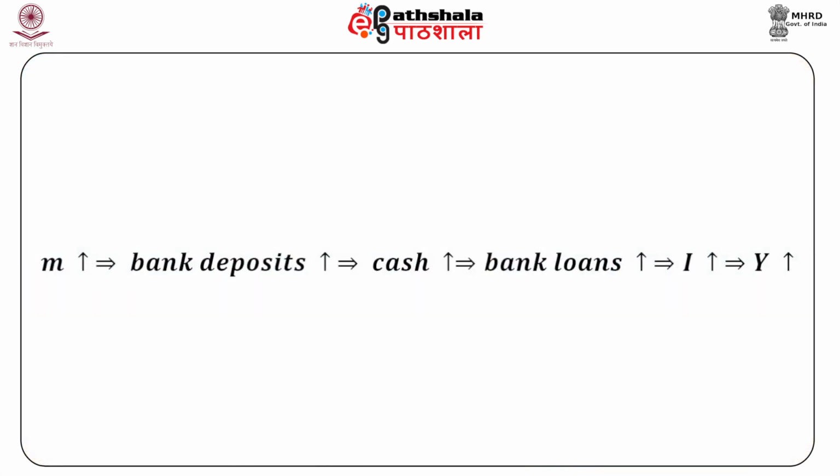Increase in monetary base happens either through reduction of CRR or buyback of securities. This increases the cash with banks. Banks optimize their portfolio and increase bank loans. Increase in bank loans translates into higher investments, and this increases income. In this case, M increases, leading to an increase in bank deposits, an increase in cash, then an increase in bank loans, which leads to an increase in I, and which further results in an increase in Y.